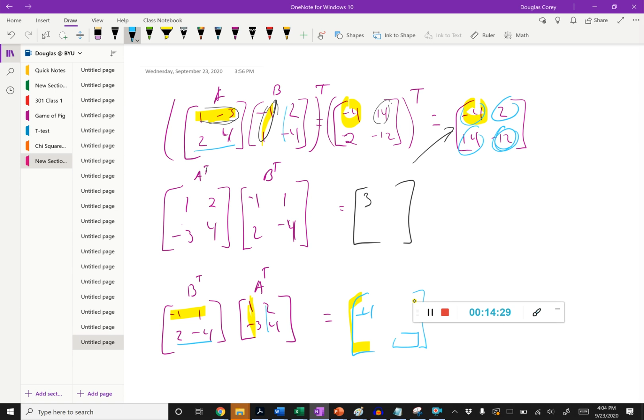So this is one to be careful of. If you see an A B transpose where you're solving a system or solving an equation, you want to make sure you don't do that. You need to switch the order.